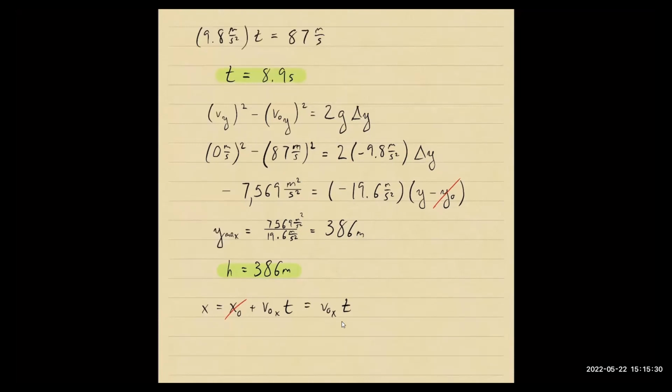So the problem is, we know what the initial velocity in the x direction is, but we don't know how long the ball was in flight for. We know how long it took for the ball to reach its maximum height, but that's not how long it took the ball to be thrown and then eventually hit the ground again. So we need to figure that out. But luckily, in this case, we can use a little bit of a trick.